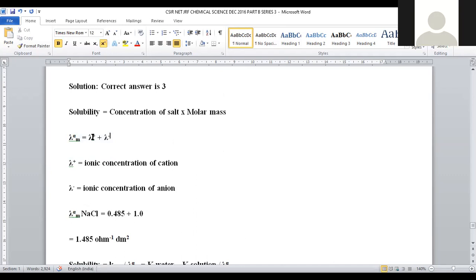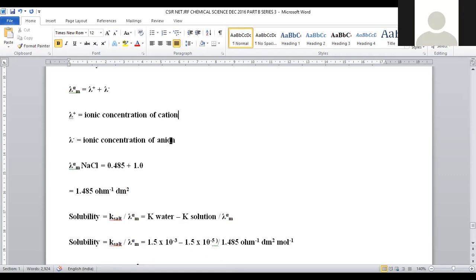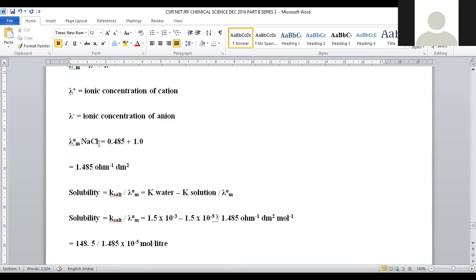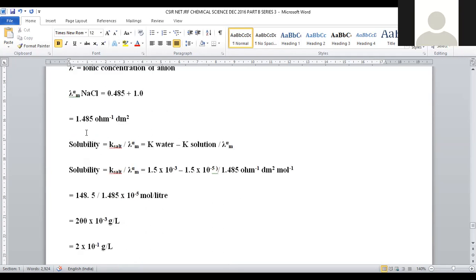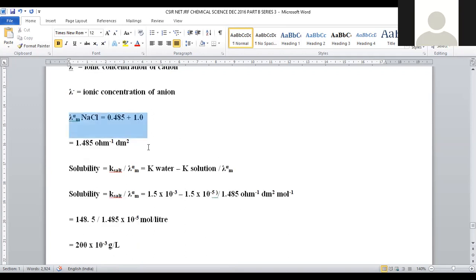Conductance at infinite dilution is given by conductance of cation plus conductance of anion. This is known as Kohlrausch law. Lambda positive is the ionic conductance of the cation. Lambda negative is denoted as the ionic conductance of the anion. If we take the strong electrolyte sodium chloride, lambda infinity of sodium chloride is given by cationic conductance plus anionic conductance. Cationic will be 0.485, anionic chloride will be 1.0. Now this lambda value becomes 1.48 ohm inverse decimeter square, right? So this is the lambda value for sodium chloride.